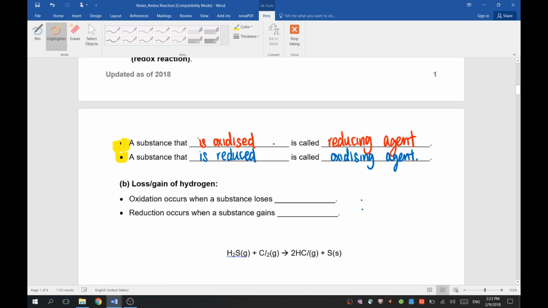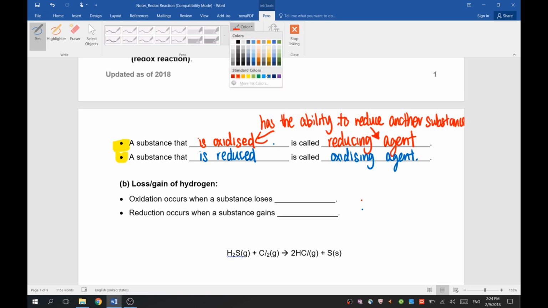Now, to understand what they mean, we just need to understand how a reaction works in this case. For instance, if a substance is being oxidized, it has the ability to actually cause something to be reduced in the process, right? Like in a typical redox reaction, when something is being oxidized, something else will be reduced. So if the substance is being oxidized, it must have caused the other one to be reduced. So we say that it actually has the ability to reduce another substance. Hence, we call it a reducing agent. Right, you see a link over there?